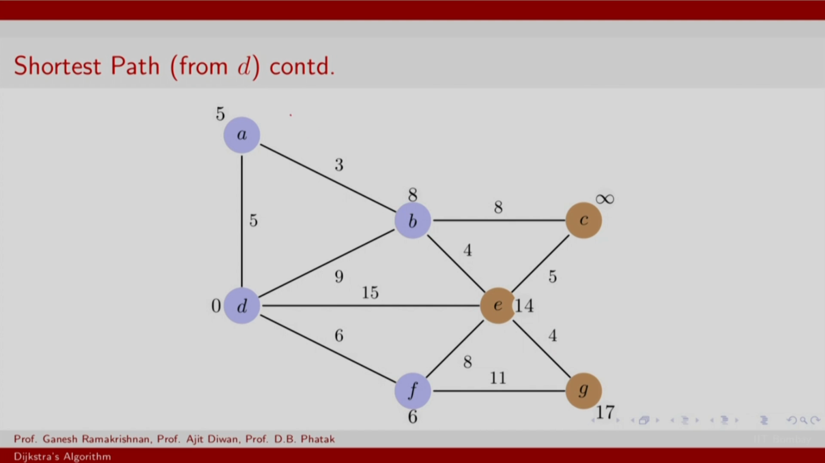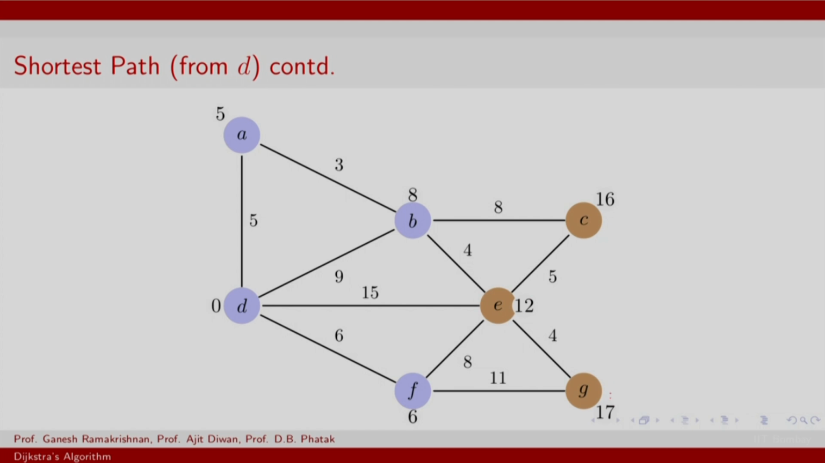The next element however has to be picked up, and that is B with weight of 8. Again you go ahead and scan its neighbors. Well, you find that 8 plus 4, 12 is less than 14. So you could update the shortest path for E, and likewise for C it's 16 to be updated.